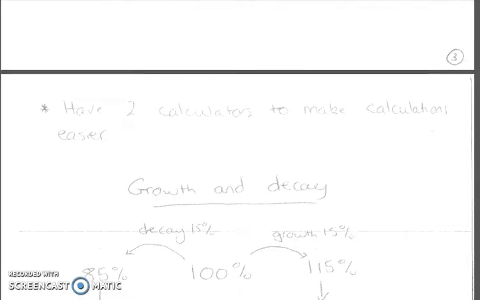Have two calculators to make calculations easier. Have your CAS calculator and have just your scientific calculator. Sometimes it's actually easier and quicker to use your basic scientific calculator than your CAS. Instead of using the touchscreen, it's easier just to use your scientific calculator.